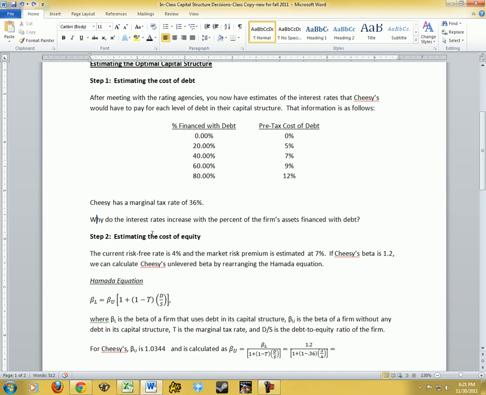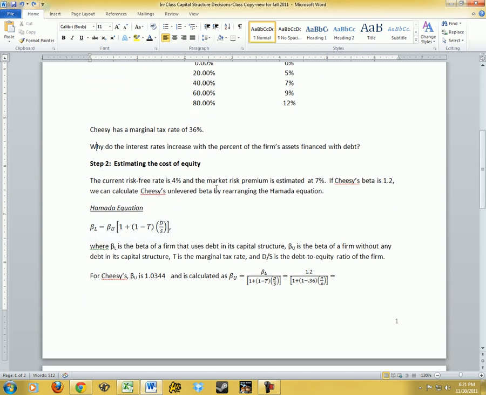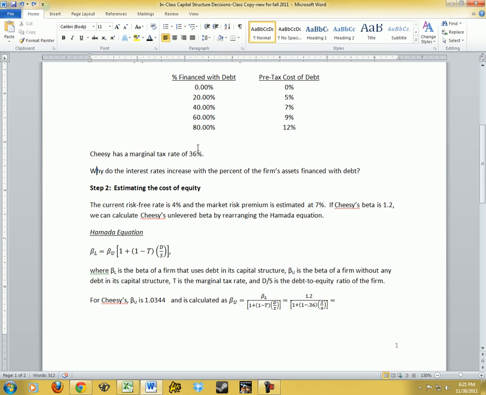I give it to you in this case. I talked a little bit in class about how you can use the WACC website and the times interest earned ratios to estimate these, but I'm not asking you to do it on your assignment or in this case.